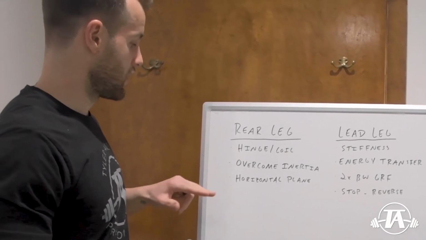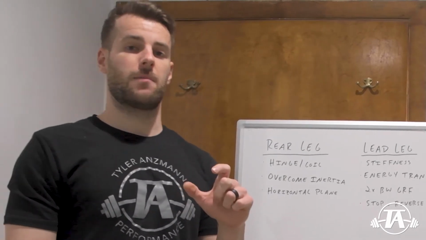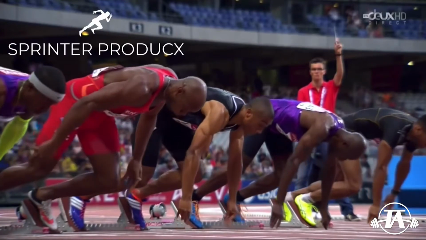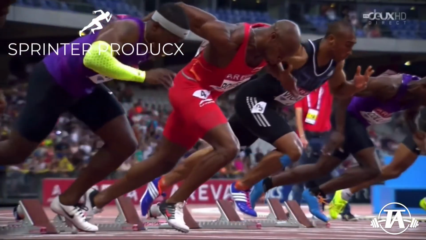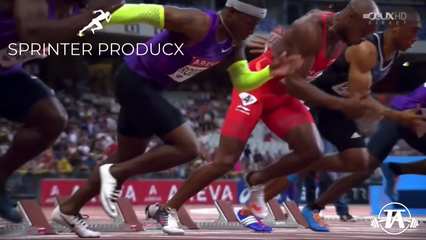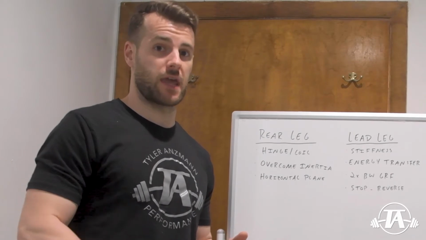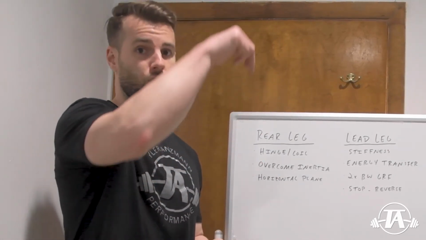And we need to produce this in the horizontal plane as much as possible. So we can think about this in terms of acceleration during sprinting. So at the beginning of a sprint, we have a greater percentage of our force being produced horizontally as opposed to vertically. So we need enough vertical force that we can still stay upright and not fall over, but we want to produce as much horizontal force as we possibly can within those parameters. As we get closer and closer to max velocity, it becomes more and more vertical.